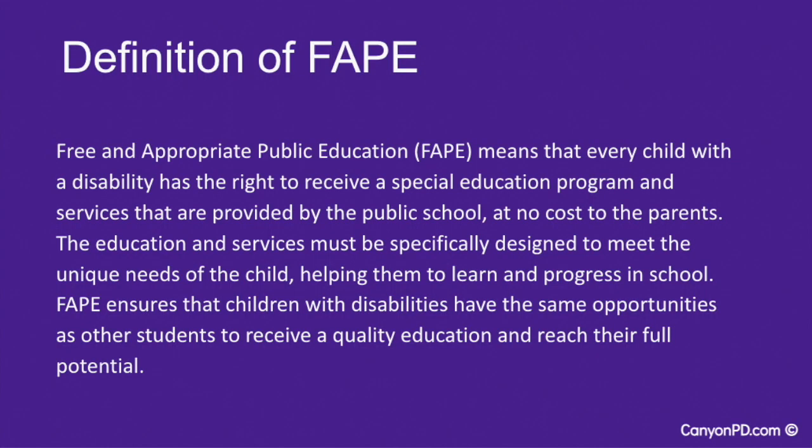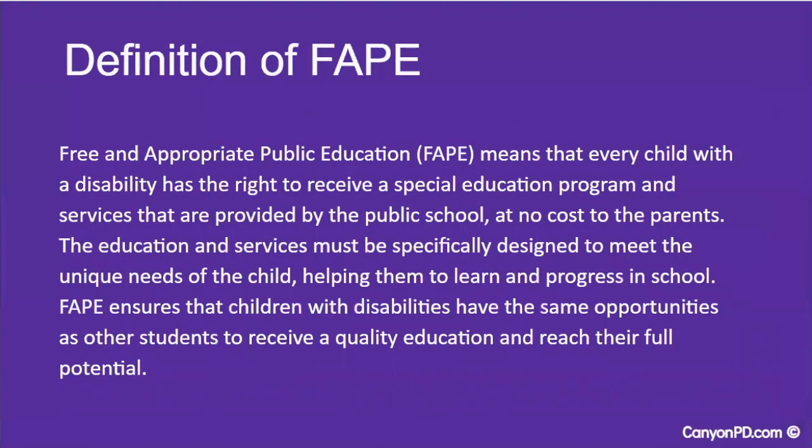So first we'll go over a broad definition of free and appropriate public education. This means that every child with a disability has the right to receive a special education program and services that are provided by the public school at no cost to the parents. The education and services must be specifically designed to meet the unique needs of the child, helping them to learn and progress in school. FAPE ensures that children with disabilities have the same opportunities as other students who receive a quality education and reach their full potential.